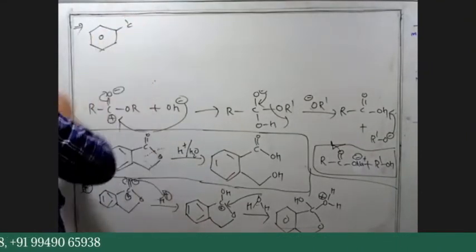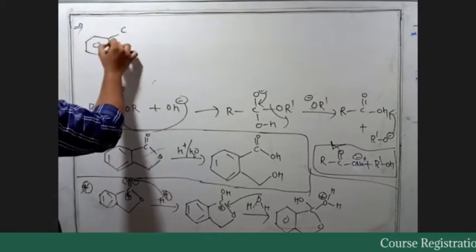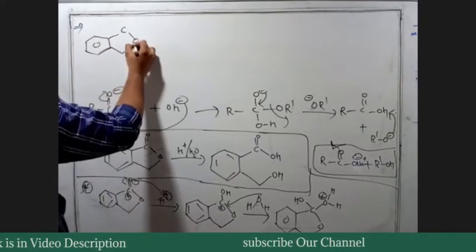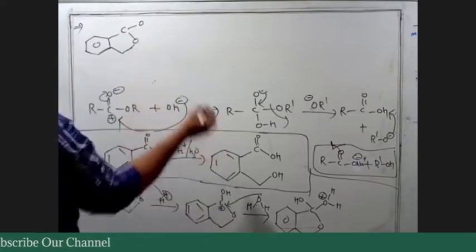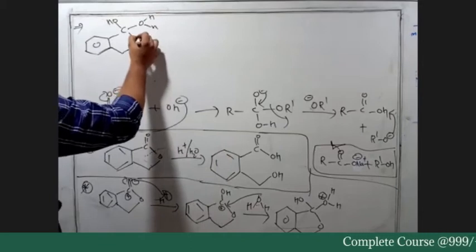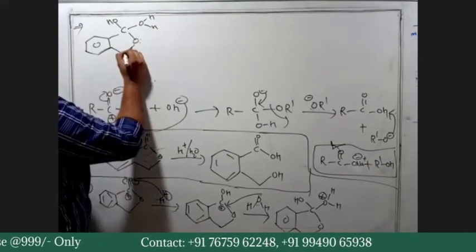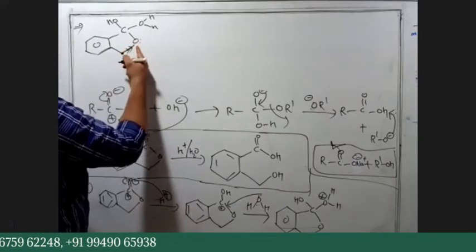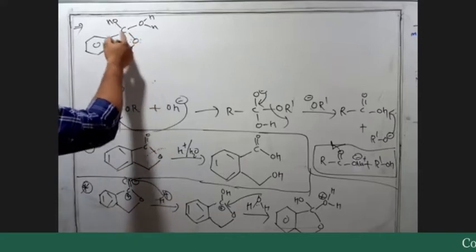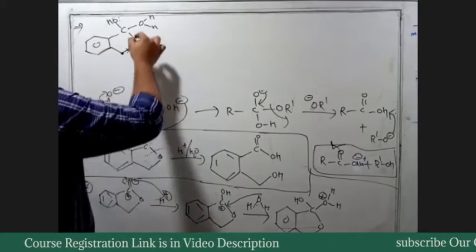Carbon, we have oxygen with two lone pairs. Here we have an OH bond, and here we have OH. We have seen CH2. This CH2 is an electron donating group. So the net electron density on this oxygen is more when compared to the electron density on this oxygen. So this oxygen will attack this H.